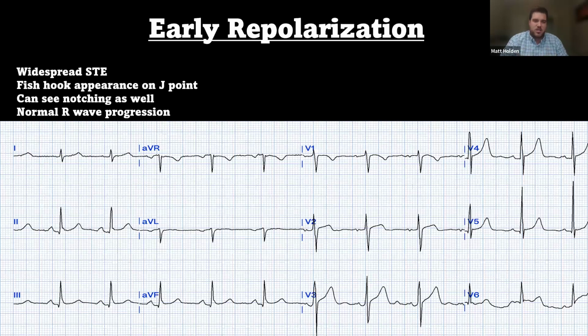You can see a little bit of notching, but one thing you'll notice is something called normal R wave progression, where V1 is going to have a little baby R wave right here, and it's going to get bigger and bigger and bigger until it's almost completely upright in V6. That's essentially the down and dirty way of saying normal R wave progression. If it goes from really small here to big here to then smaller again, then it has poor R wave progression. You've got to start looking out for some kind of ischemic event.